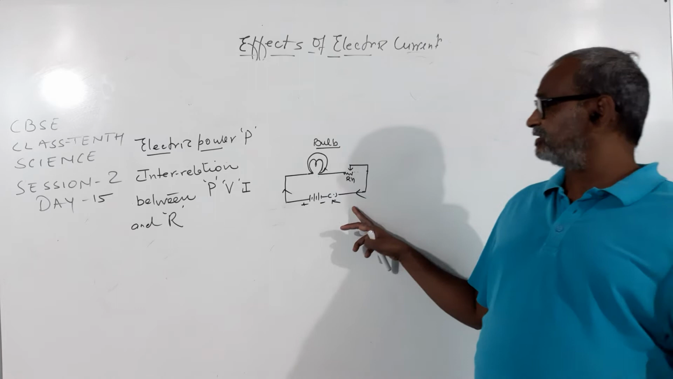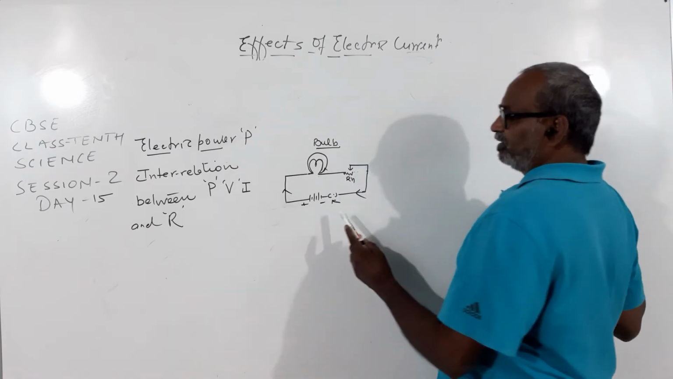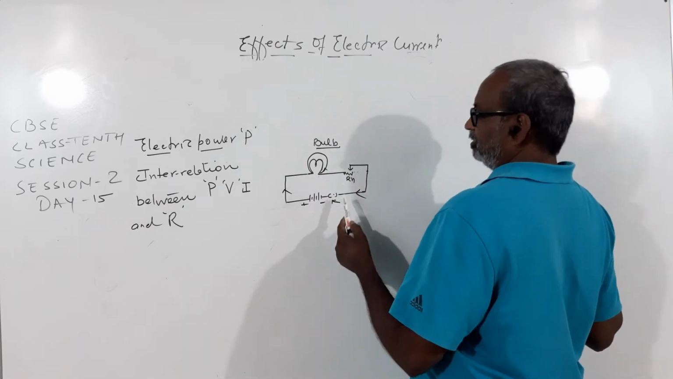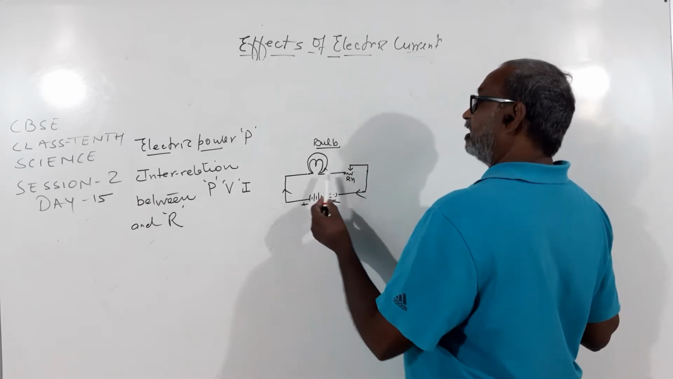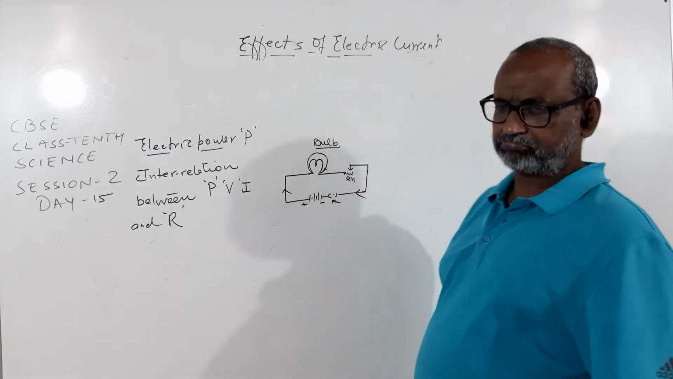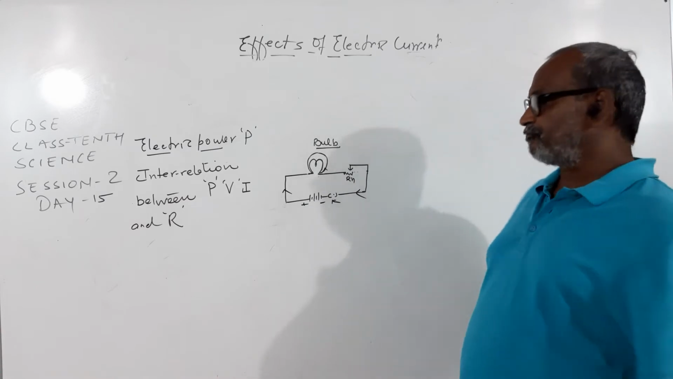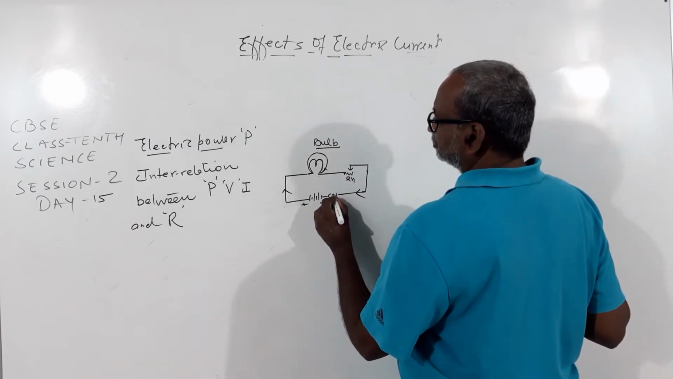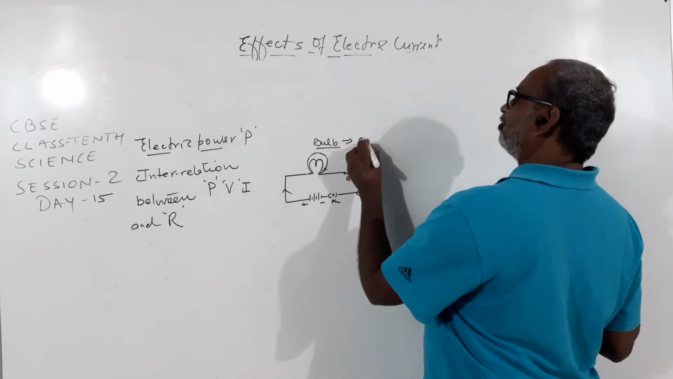Now consider this electric circuit. It contains a battery, a key, a switch, a rheostat to control the electric current through the circuit, and an electric bulb. When the switch is put on, the bulb begins to glow.